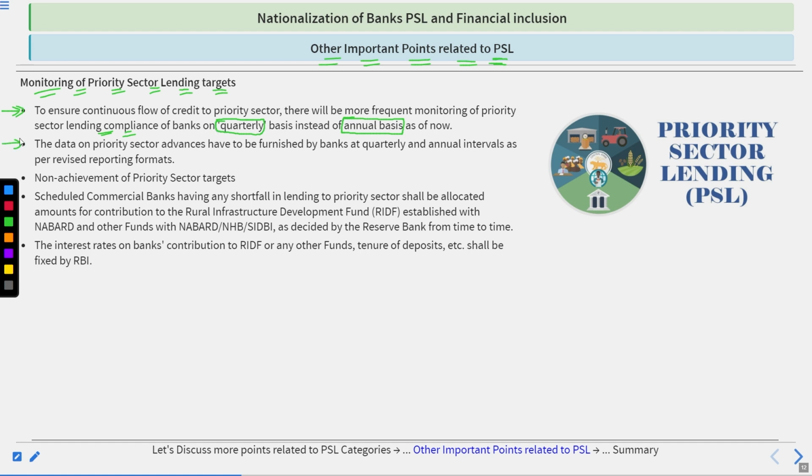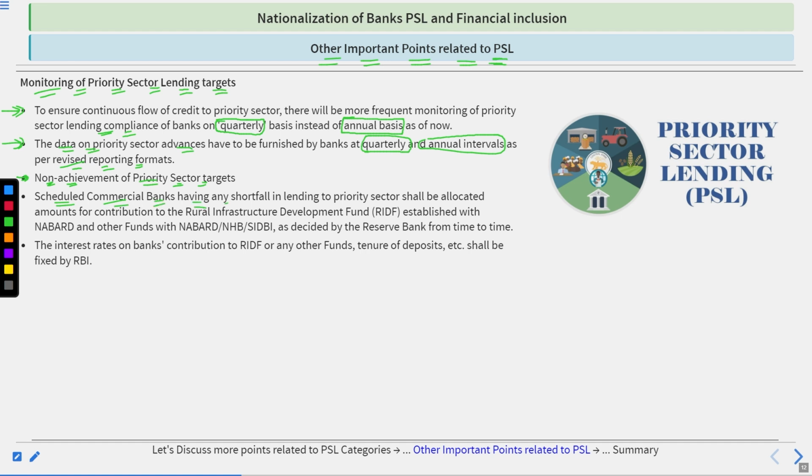Thereafter, the data on priority sector advances have to be furnished by the banks on quarterly and annual intervals as per revised reporting formats. After this, non-achievement of priority sector targets.